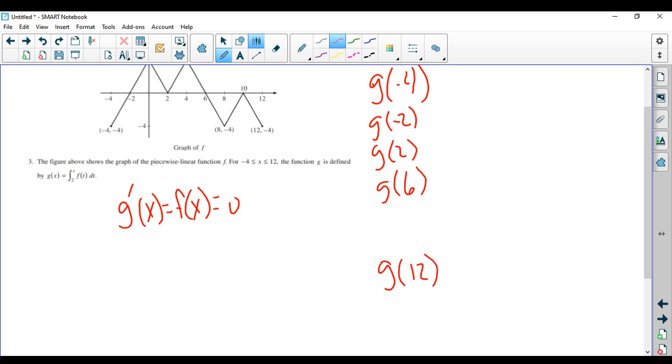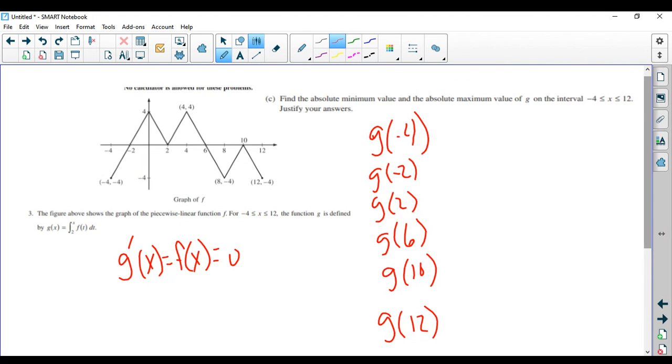So that seems like a lot, and it is a lot. But the one thing you should see is 2 spots here at 2. The function goes from increasing to increasing. So no way is 2 going to be an absolute anything. It's like an intermediate point. It can't be a max if it goes from increasing and then increasing again. So we can eliminate that one. And also that happens at 10. The function goes from decreasing to decreasing.